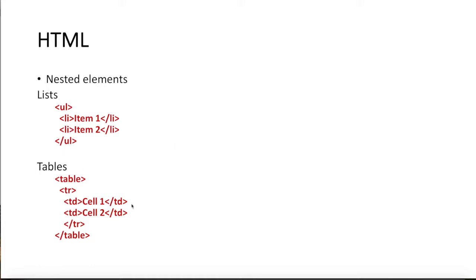And tables are similar, except there are 3 things that you nest. You have a table, you have a table row, and then each row has table data. So this would have cell 1 and cell 2 right next to each other within one row on a table. It gets more complex than that as you start designing larger tables with different kinds of styling on it, but this is basically how it works. Tables with rows, and then the cells make up the columns within that row.